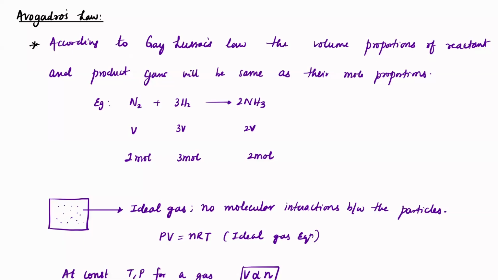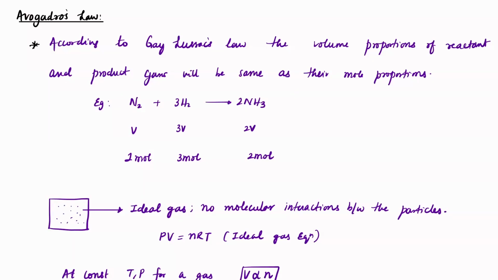means imagine there is a reaction that is happening like this: N2 plus 3H2 giving 2NH3. Well, if you read it in terms of moles, it means that we have 1 mole of nitrogen reacting with 3 moles of hydrogen to give 2 moles of ammonia. Correct. This is reading in terms of moles.